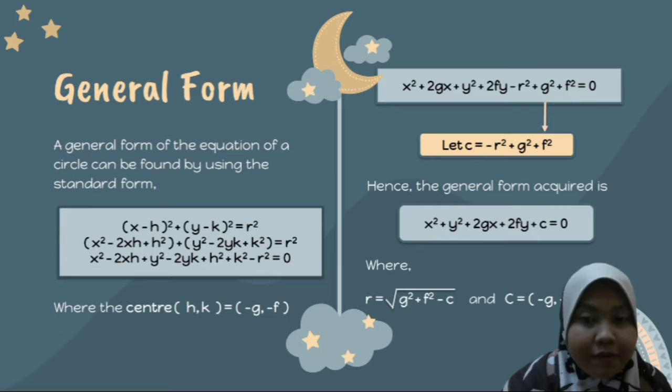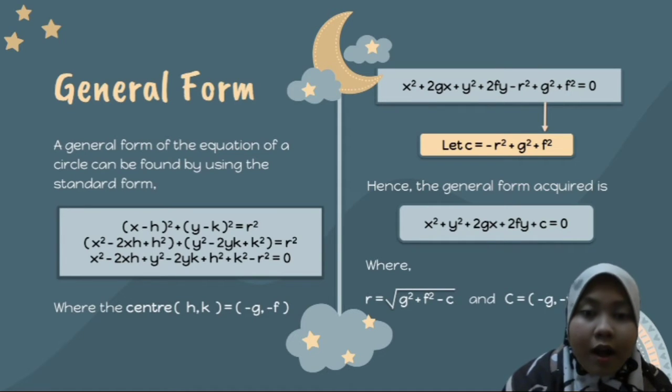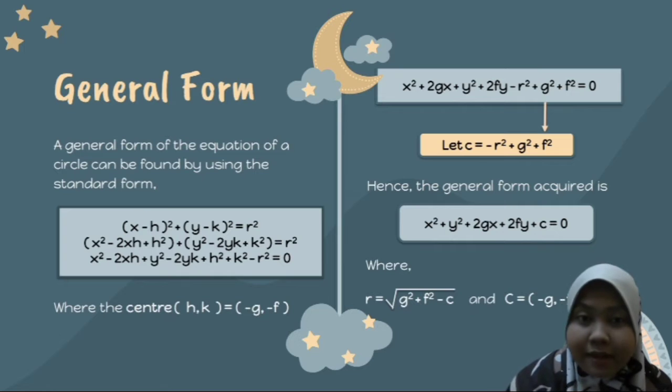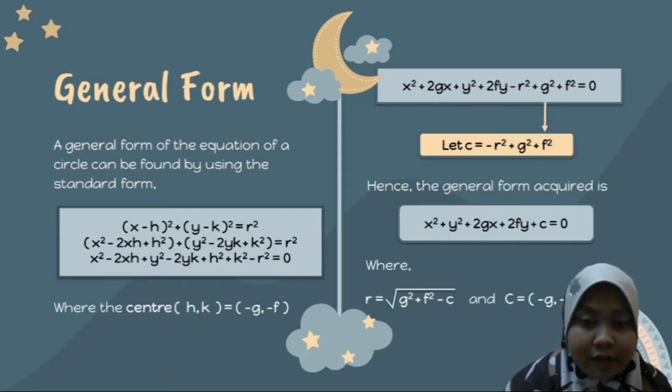Secondly, a general form of the equation of a circle can be found by using the standard form (x minus h) squared plus (y minus k) squared equals r squared. Once we solve the standard form by expanding it, we will be able to get x squared minus 2xh plus y squared minus 2yk plus h squared plus k squared minus r squared equals 0, where the center h, k is equal to negative g and negative f.